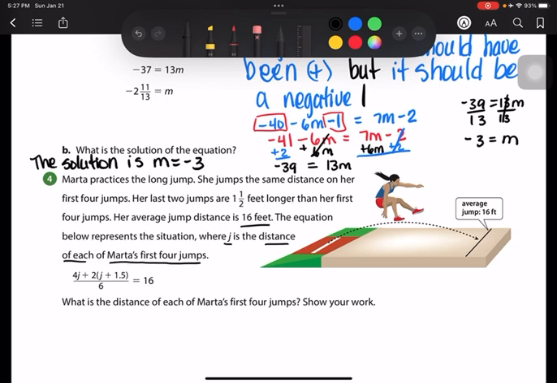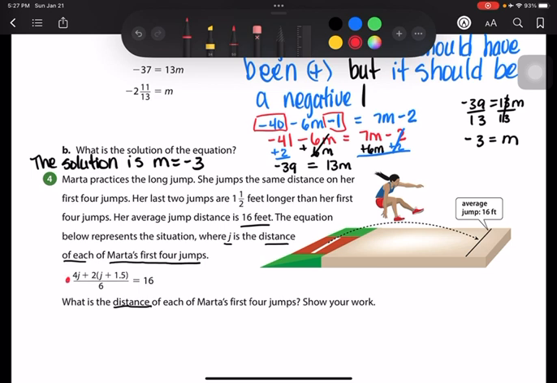All right, so they already set the equation up for us. So we have to solve it because it's actually what is the distance of the first 4 jumps. So we know that the distance is J. In order to get rid of this fraction, the denominator has a 6 in it. So we're going to multiply both sides by 6 to get rid of that fraction. I'm going to do that first, in red.